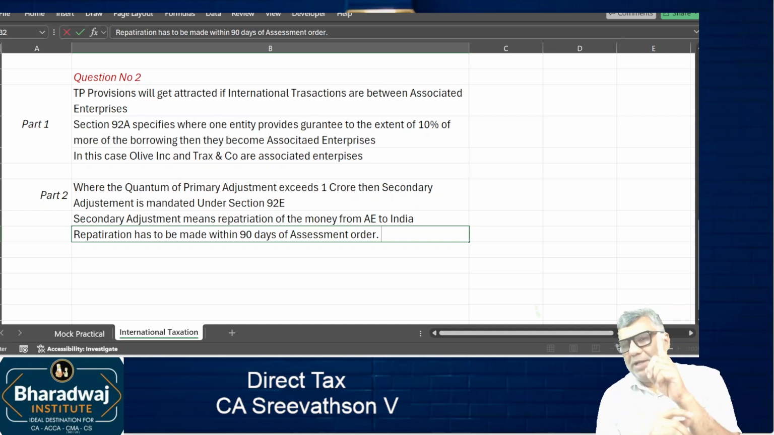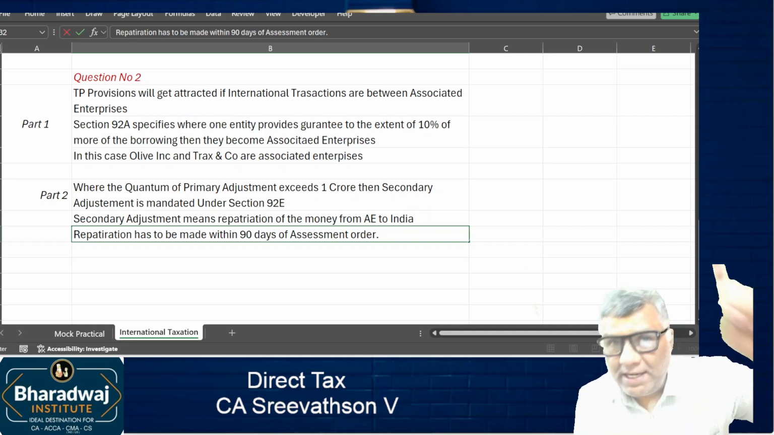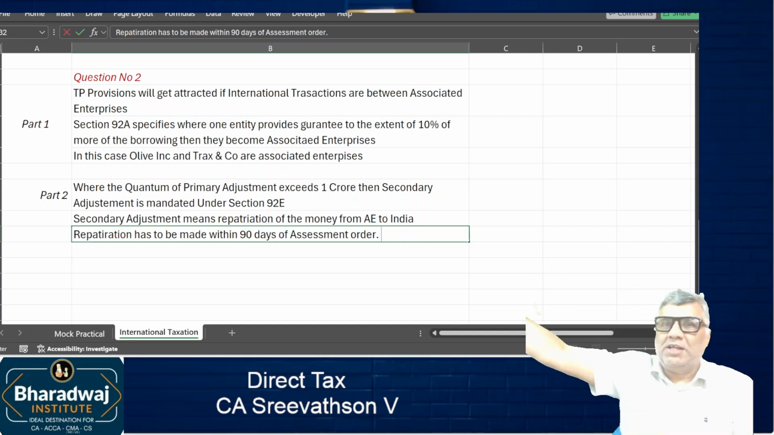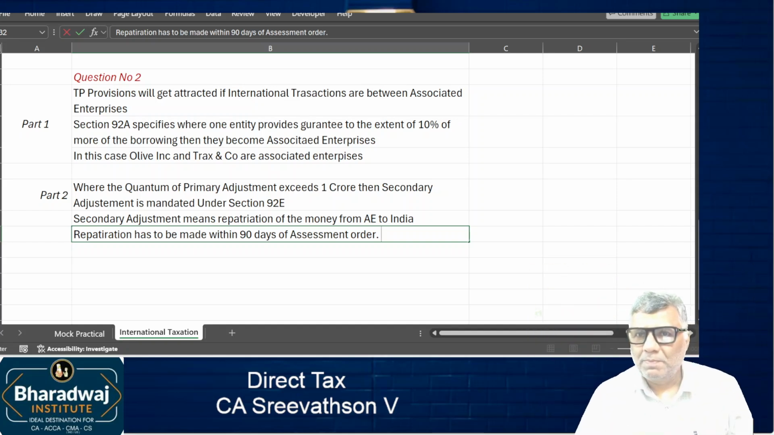One more time I am repeating. If it is voluntary, suo moto, 90 days from the date of filing of returns, November 30th, from there 90 days: December, Jan, Feb. If it is on the basis of assessment order, 90 days from the date of assessment order. If it is on the basis of APA, 90 days from the date of signing of APA. Otherwise interest arises not from 91st day but from day one.